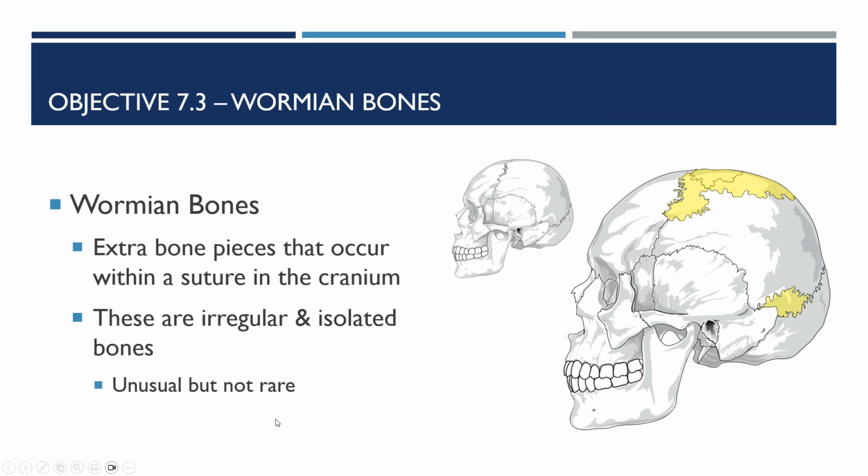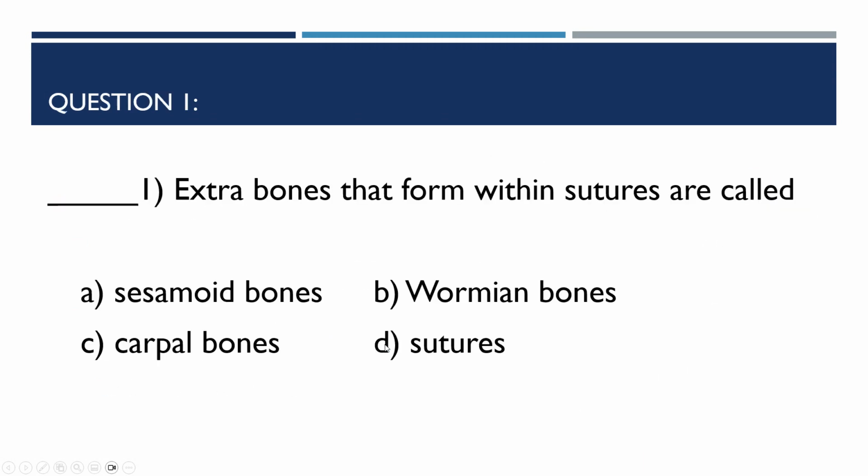And then something else to know about the axial skeleton is that you may develop something called wormian bones, and these are just some extra pieces that occur within a suture. So a suture is a type of joint that joins our skull bones together. They are not totally rare, but they are not necessarily common to everyone. And so they're irregular and isolated, so they're not necessarily something that everyone has. And so extra bones that form within sutures are known as wormian bones.